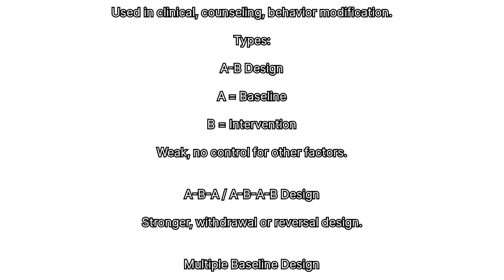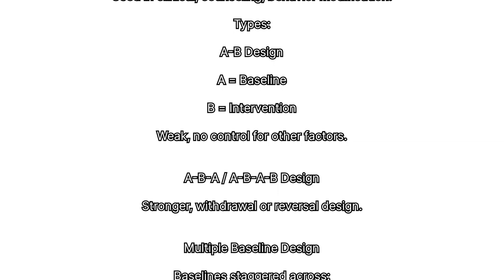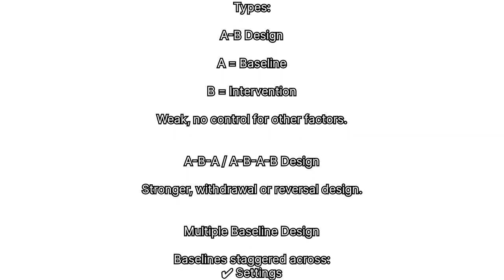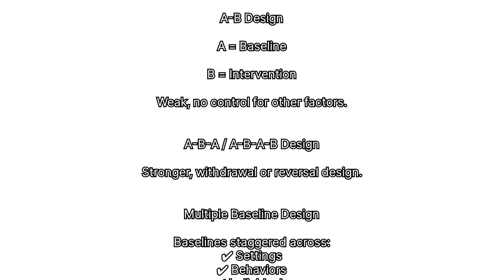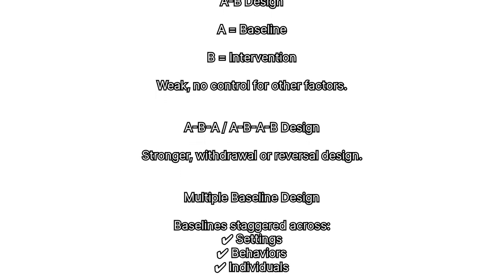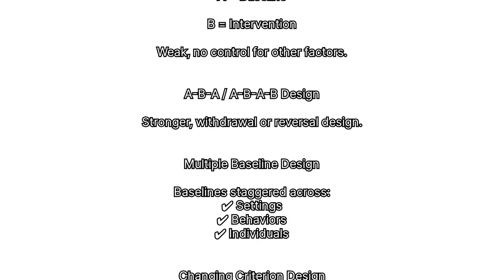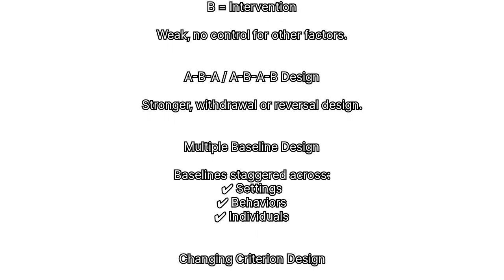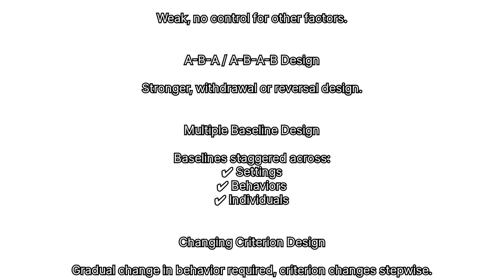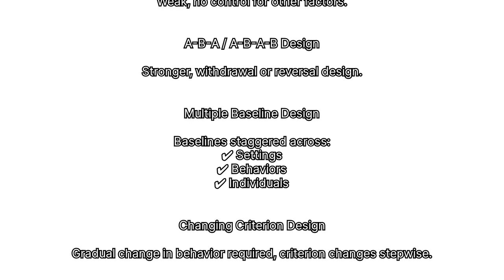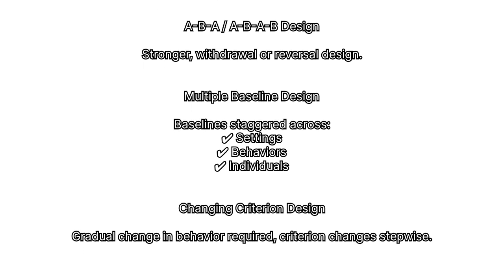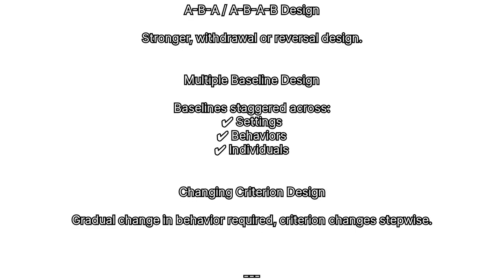Multiple baseline design is here, where the baseline is staggered across settings, behaviors, or individuals. A changing criterion design: gradual change in behavior is required, and the criterion changes stepwise.